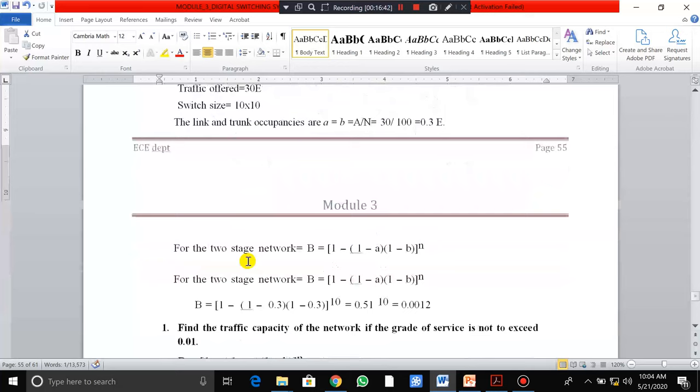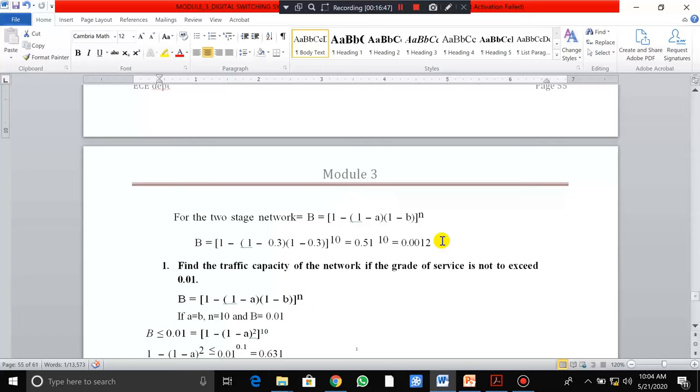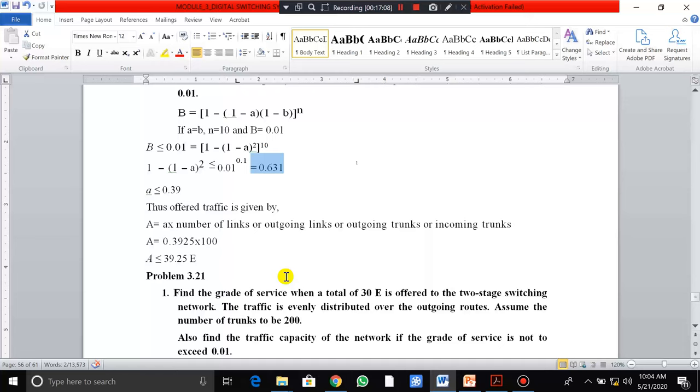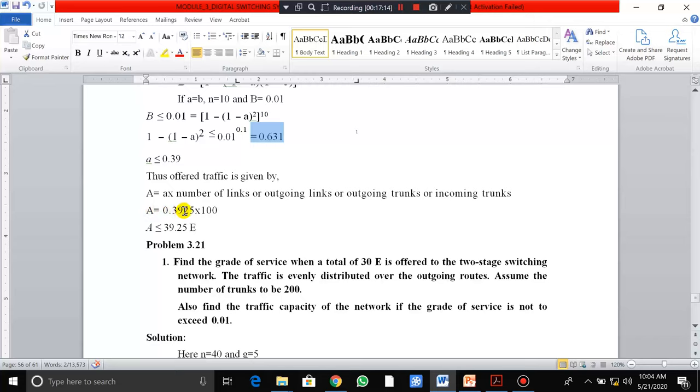So for the two-stage network, B is equal to, using this formula, a value of 0.0012. Find the traffic capacity of the network if the grade of service is not exceeding 0.01. By using this formula, B is equal to 1 minus (1 minus A into 1 minus B) whole to the power of n, we have 0.631 by calculating. Thus the offered traffic is given by A equal to the number of links, or outgoing trunks or incoming trunks, which is equal to this much. Therefore, A is less than or equal to 39.25 Erlangs.